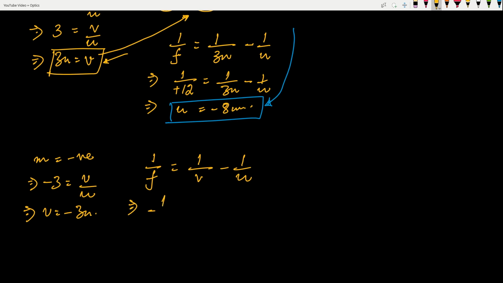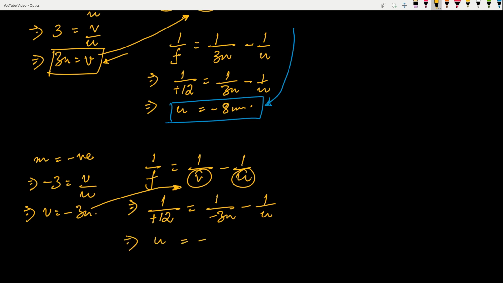Simple, it's very simple. We know the focal length for a convex lens is positive, so we can take plus 12. Since we need to find u, we'll be using v in terms of u from this equation. So 1 by v is 1 by minus 3u, minus 1 by u. Now if we solve this, we are going to get u is equal to minus 16 centimeter. Again, if we draw the scenario, it will match with the concepts that we have already learned.